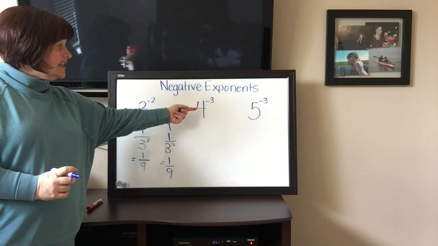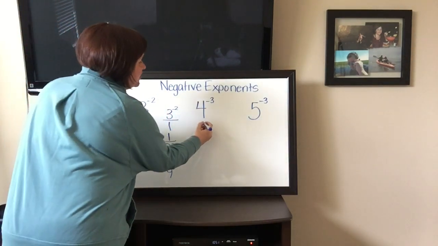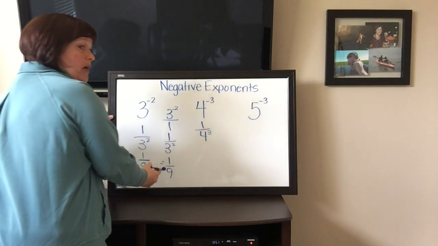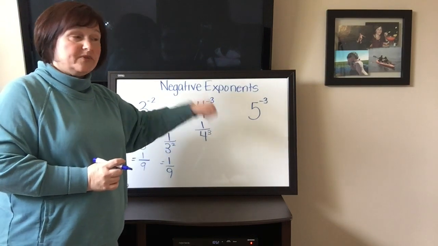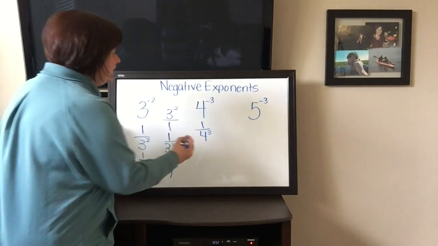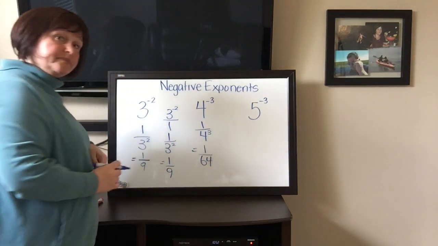In this case, it's 4 to the power of negative 3. We then put 1 over 4 to the power of positive 3. We do 4 to the power of 3, which is 4 times 4 is 16, times 4 is 64. So our answer is 1 over 64.